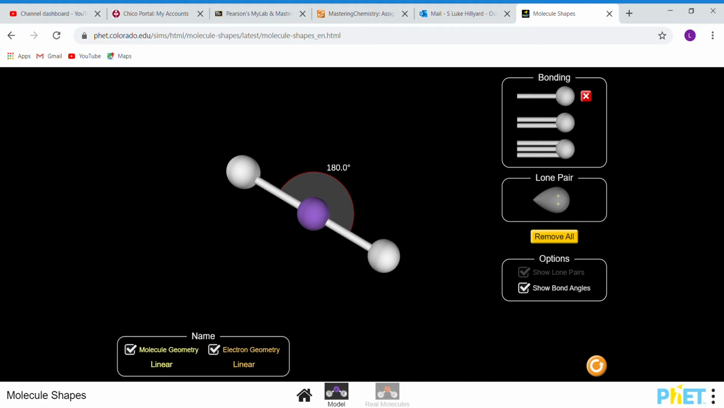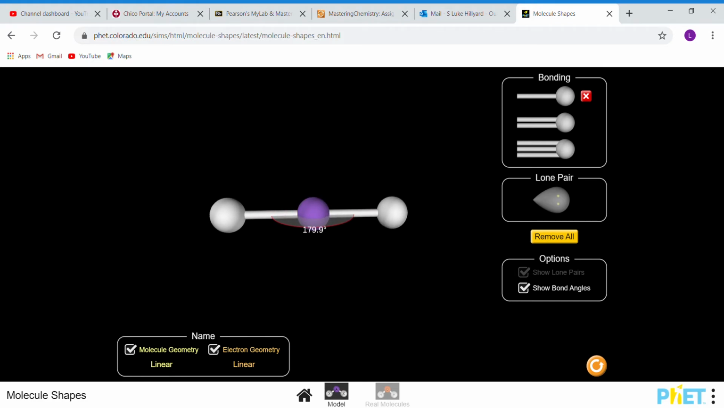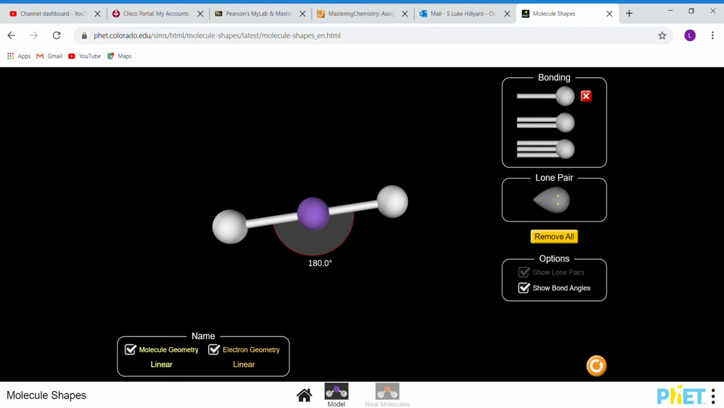Okay, so here we are back in the molecule simulator, and I just want to run through some of these shapes with you. So of course here we have a linear, we have two central atoms, no lone pairs, and you ought to have your notes out on molecular geometry right now. And we can see that bond angle is 180 degrees, okay? Molecular geometry, electron geometry in the lower left, they are both linear.